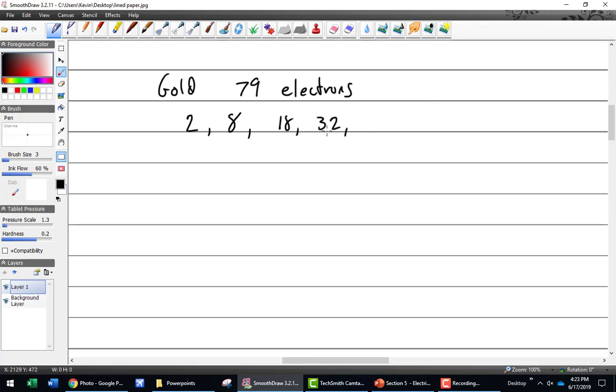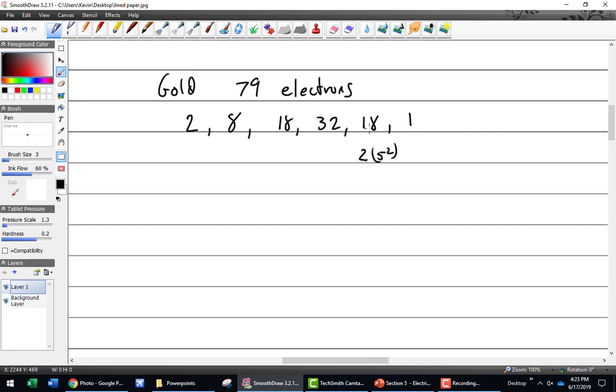Why? 1, 2, 3, 4. This is the fifth. The fifth, so it's 2 times 5 squared. 5 squared is 5 times 5, which is 25, times 2. So it can have up to 50. But does it? No. It does not. Gold has 18. Why? I don't know. It's the way God made it. And then it has 1. It's just the way it is.